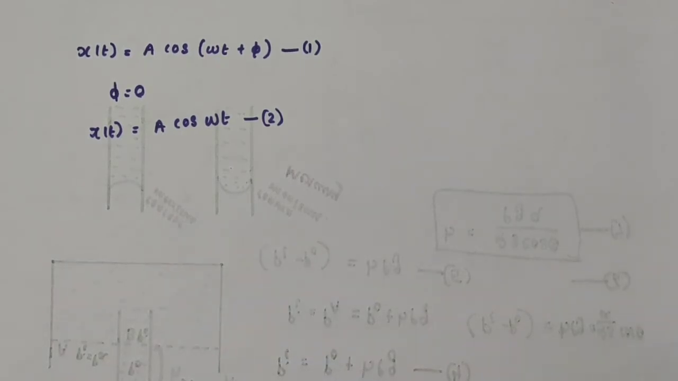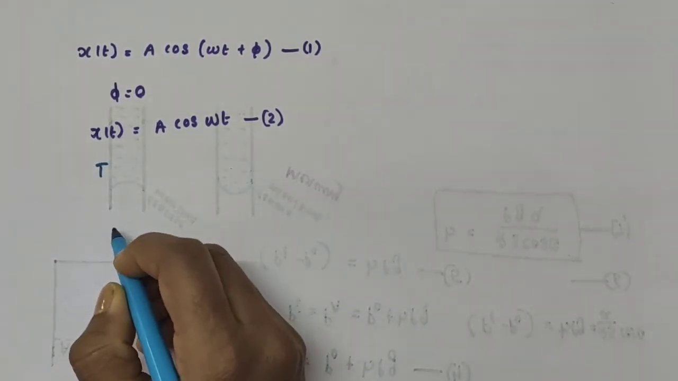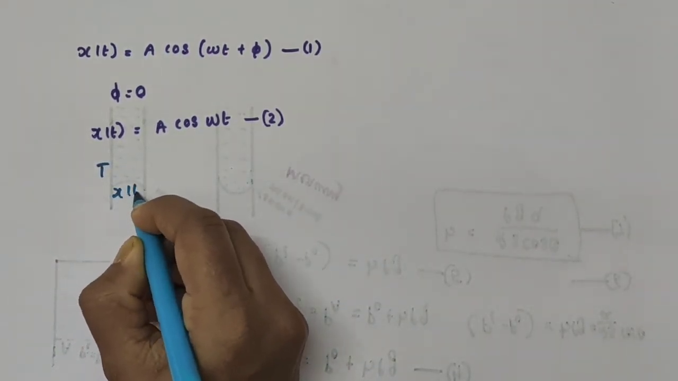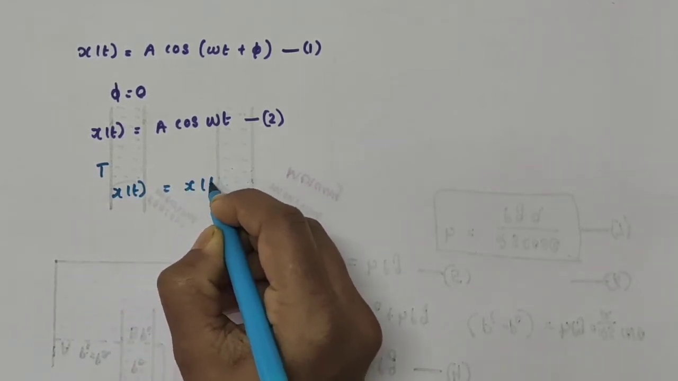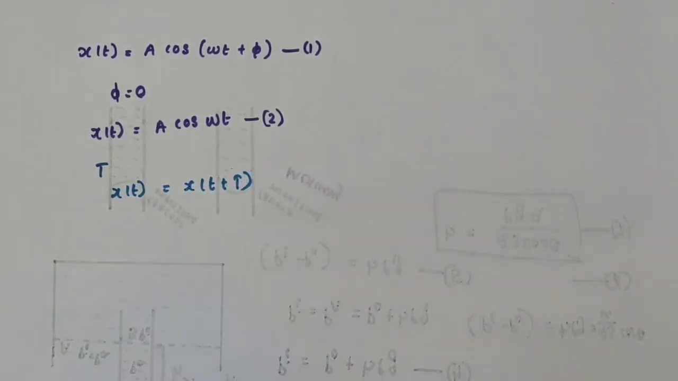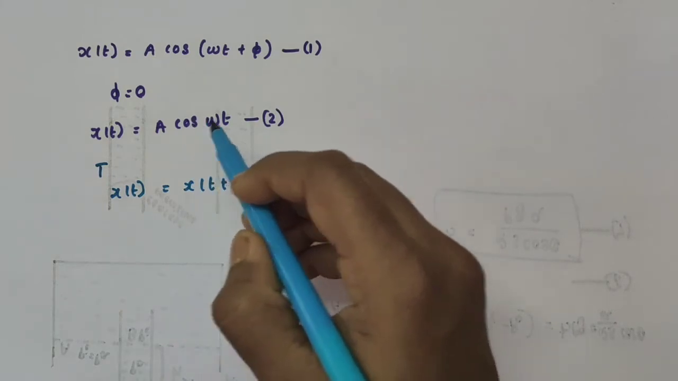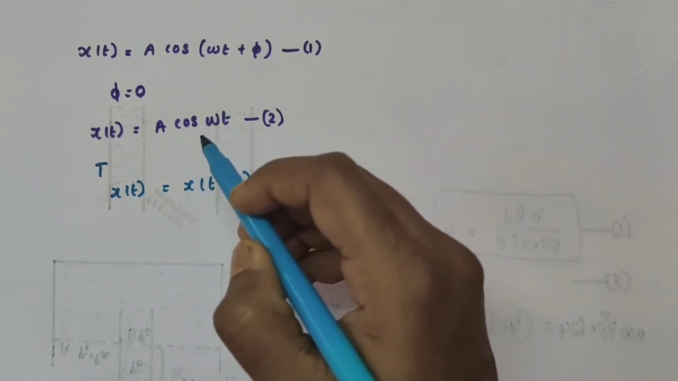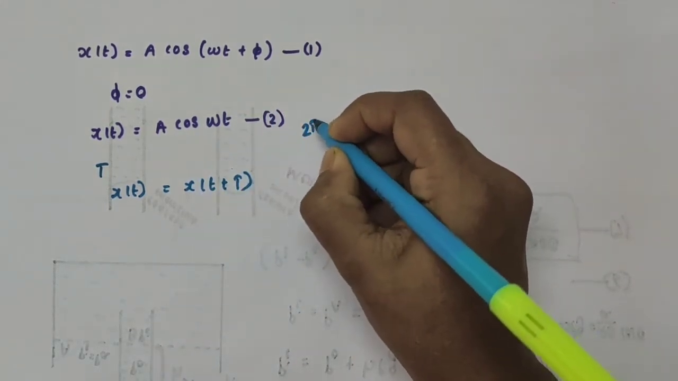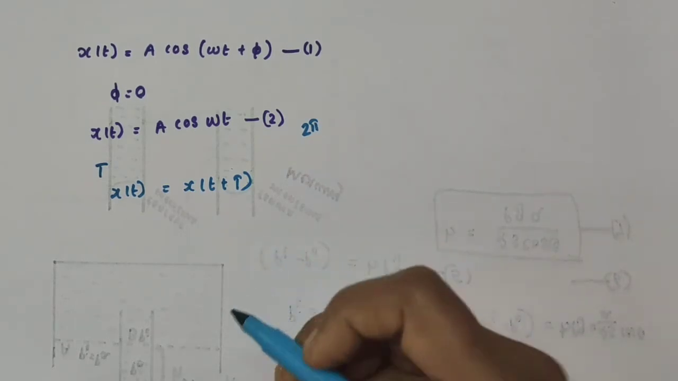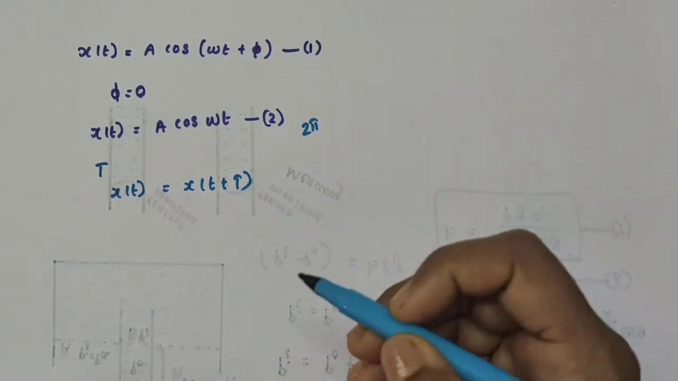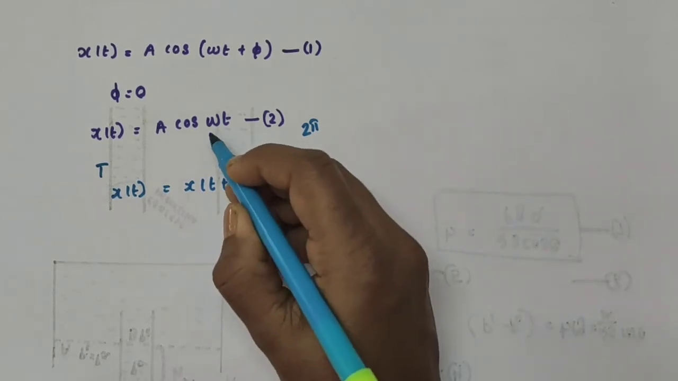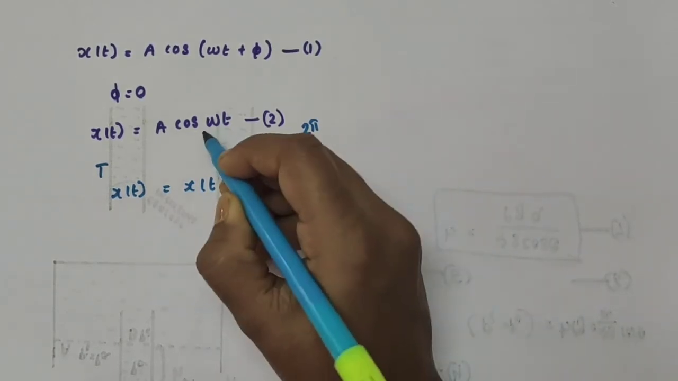Since we are considering a periodic motion with a period capital T, we can write x of t as x of t plus T, because we are considering this x of t as a periodic function. Now you see, this cosine function is a periodic function with a period 2 pi. That is, the cosine function first repeats itself when the argument of the cosine function changes by 2 pi.